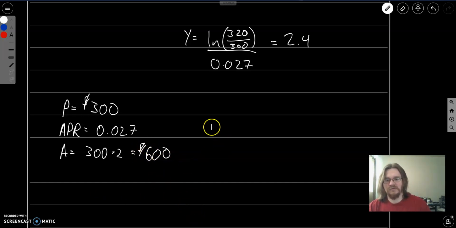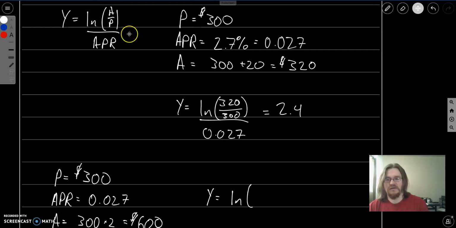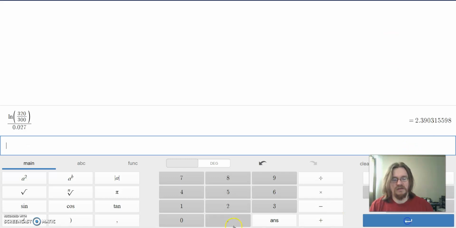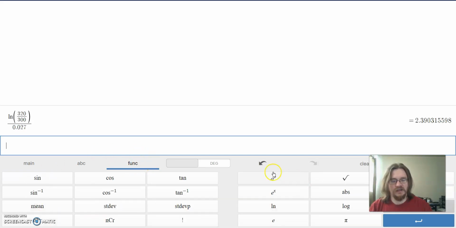And that's it. So let's solve for y. So y is going to be the natural log of the money in our account, which is 600, divided by our initial principal, all divided by our interest rate, which is 0.027. Instead of typing in ln, I will show you where the button is on Desmos to bring up ln. So the natural log is what's called a function. If I click on function, I can see lots of kinds of functions here. I can take sines, cosines, tangents. I can do all sorts of things. Right here is the ln button, the natural log button.